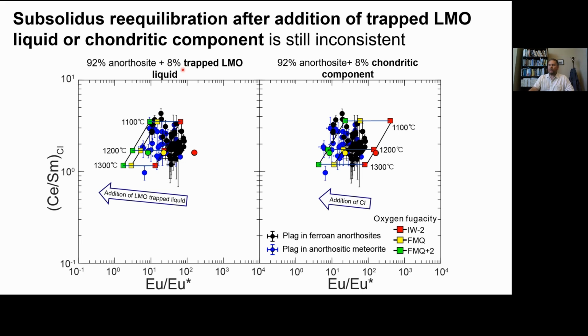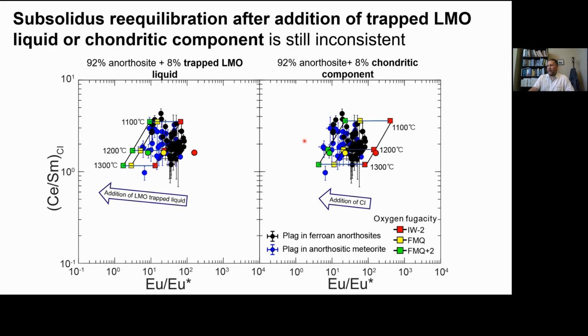It turns out that adding trapped magma ocean liquid does drive this grid over more of the data, but you have to add an unrealistically large amount of lunar magma ocean liquid in order to produce a significant change in the trace elements. And you'll remember that the mafic phase proportions in these samples were low, right? In most cases, there are only a few percent mafic phases. And so that suggests that you can't add such large proportions of trapped lunar magma ocean liquid. So this didn't work. Then we tried adding a chondritic component.